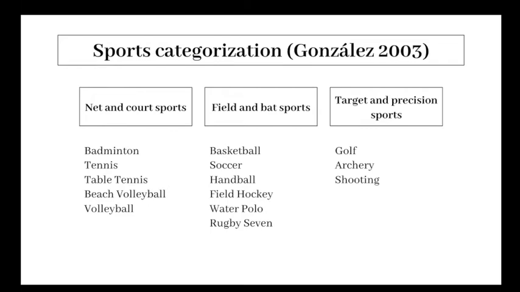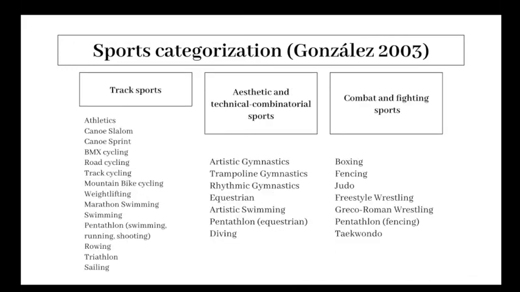The activity of grouping the sports was based on the proposal for a sports categorization from González. By adopting such a proposal, we ended up classifying the Olympic sports into 6 different groups: net and court sports, field and bat sports, target and precision sports, track sports, aesthetic and technical combinatorial sports, and combat and fighting sports.